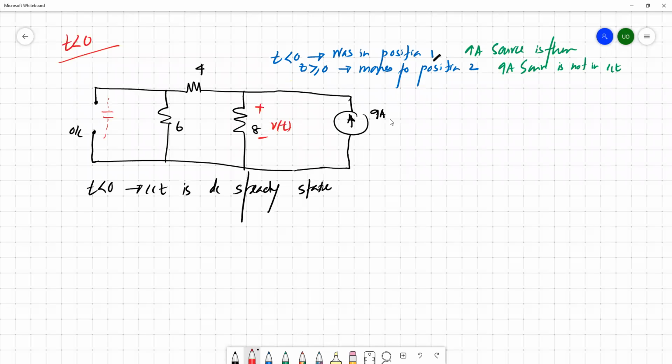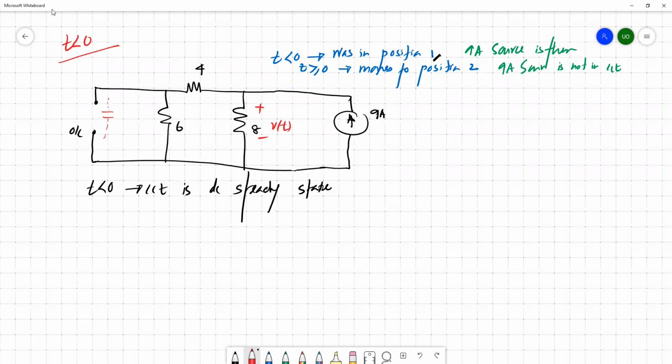To evaluate the voltage across the 8 ohm resistor, we can start from here, because the real reason behind this is we cannot evaluate the initial condition for the resistors. The initial condition is basically for capacitors and inductors. That's why we try to find the initial condition of the capacitors and use that information to find out the voltage across the 8 ohm resistor. So we start from this end and simply move to the voltage across the 8 ohm.